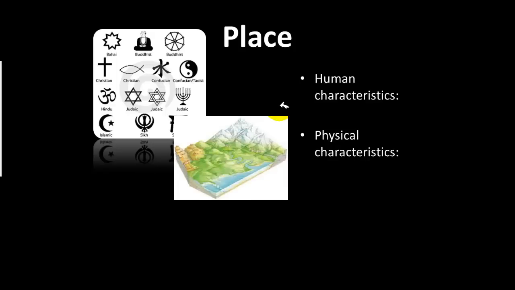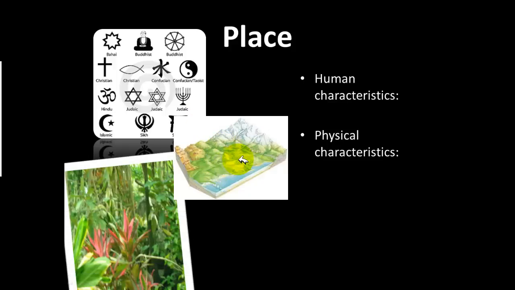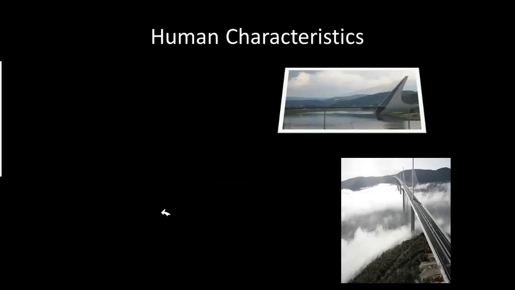And now let's take a look at the physical characteristics of a place. This graphic will give you a good idea with the physical characteristics as well as this one. What we mean about physical characteristics is everything in your environment. So physical characteristics, write this down. Physical characteristics can be landforms, climate, soil, bodies of water, vegetation, anything in nature that is naturally occurring.